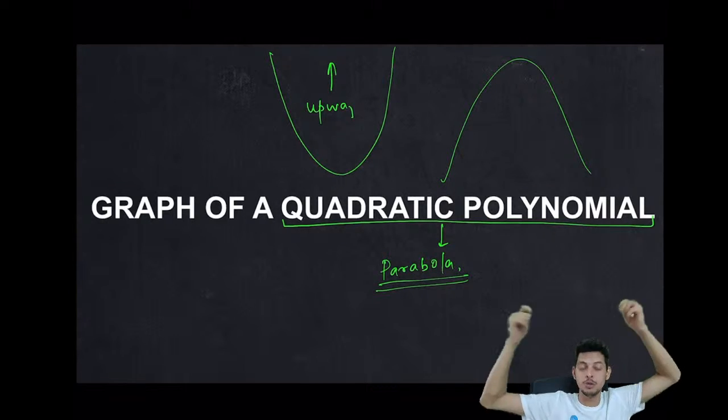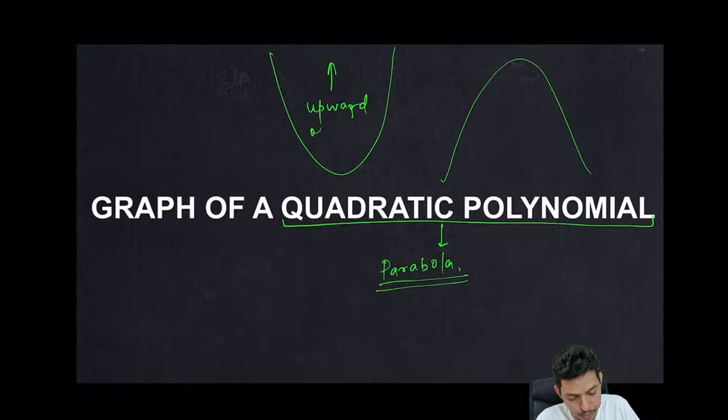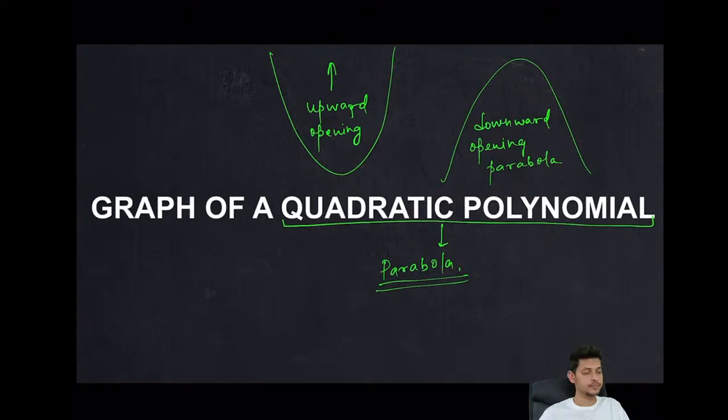Okay, and it continues like that. So it's an upward opening parabola, and this is a downward opening parabola. This is a downward opening parabola. Now a quadratic can have either of these two graphs. It can be upward opening, it can be downward opening.